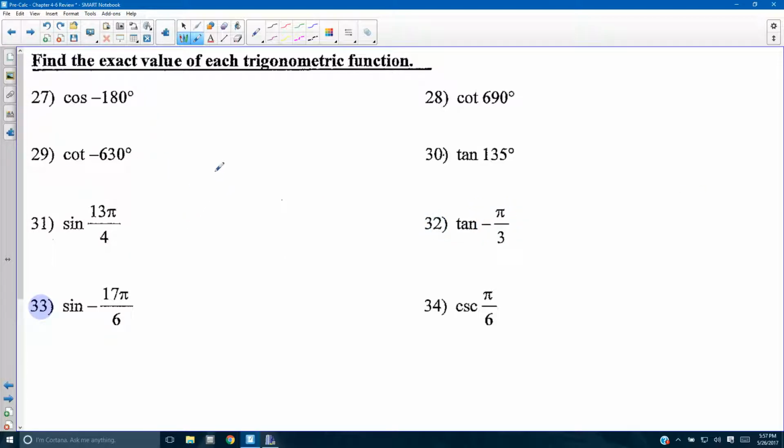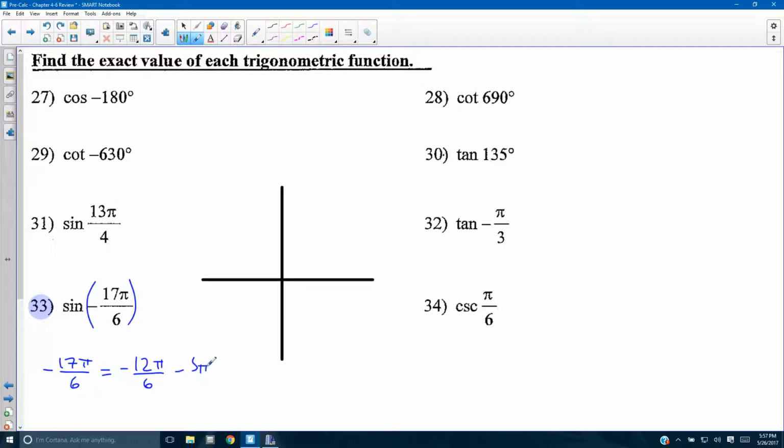Number 33, sine of negative 17 pi over 6. Kind of the same thing as number 31 from above here. It's a little more than 360, and it's probably best that we determine what it is based on that analysis. So negative 17 pi over 6 is also negative 12 pi over 6, again a full 2 pi, full 360, minus 5 pi over 6.